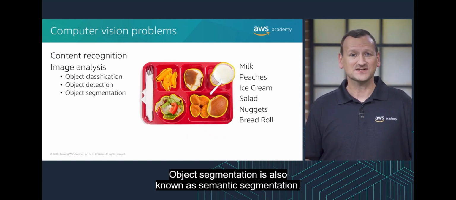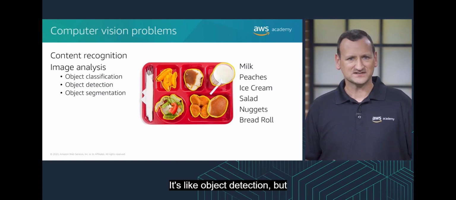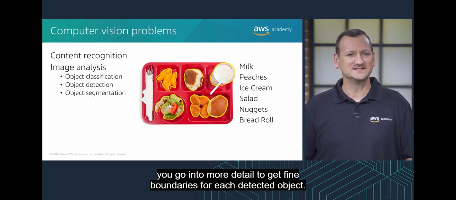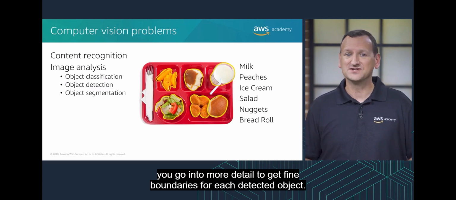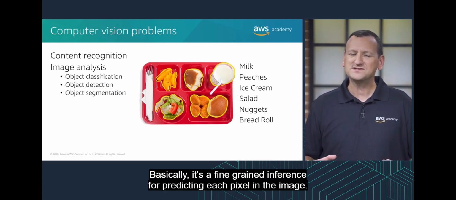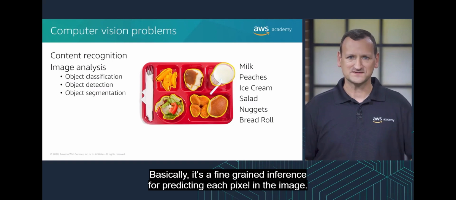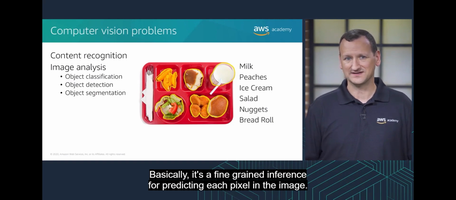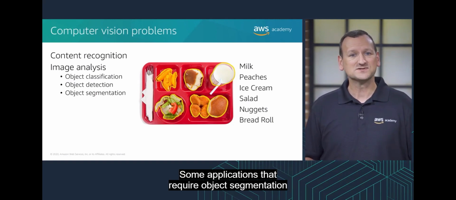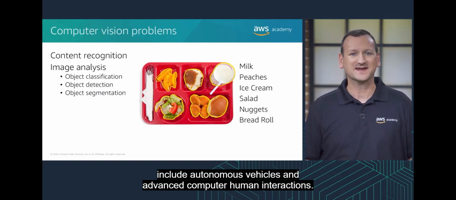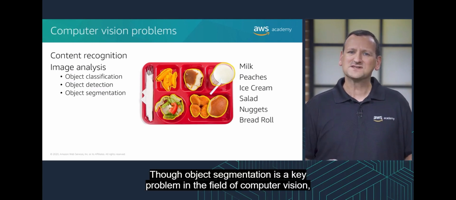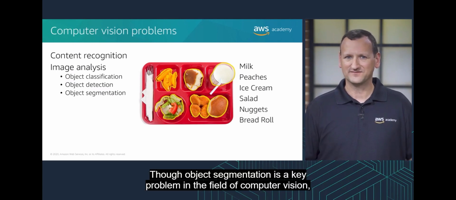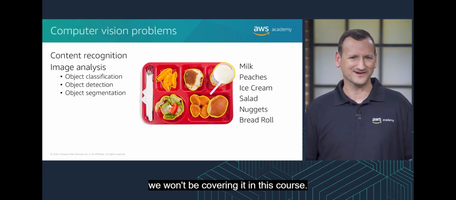Object segmentation is also known as semantic segmentation. It's like object detection, but you go into more detail to get fine boundaries for each detected object. Basically, it's a fine-grained inference for predicting each pixel in the image. Some applications that require object segmentation include autonomous vehicles and advanced computer-human interactions. Though object segmentation is a key problem in the field of computer vision, we won't be covering it in this course.